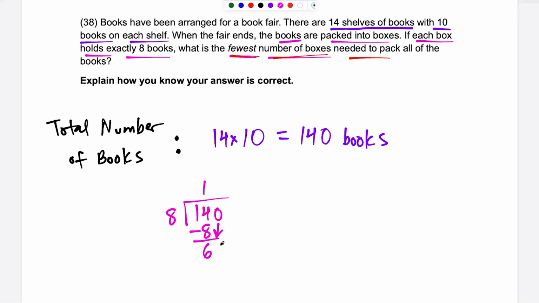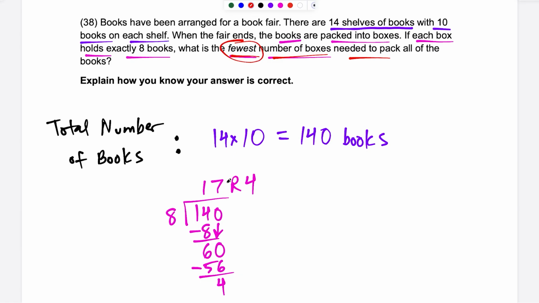We bring down the 0 and now 60 divided by 8 is going to give us 7. 7 times 8 is 56. When we subtract, we have a remainder of 4. So we have 17, and this time I'm going to write remainder 4 like this. I could say 17 and 4/8, but I'm going to write remainder 4. Because the idea is, we have 4 books left over, but what is the fewest number of boxes needed to pack all of the books?